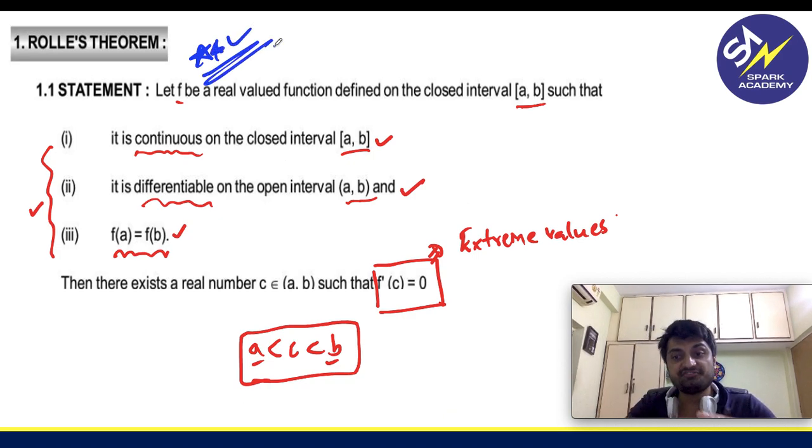Okay, so with this, Lagrange's mean value theorem part is also completed. So I request all of you to go back to your exercise or any study material you want to take and then solve the questions of this chapter.